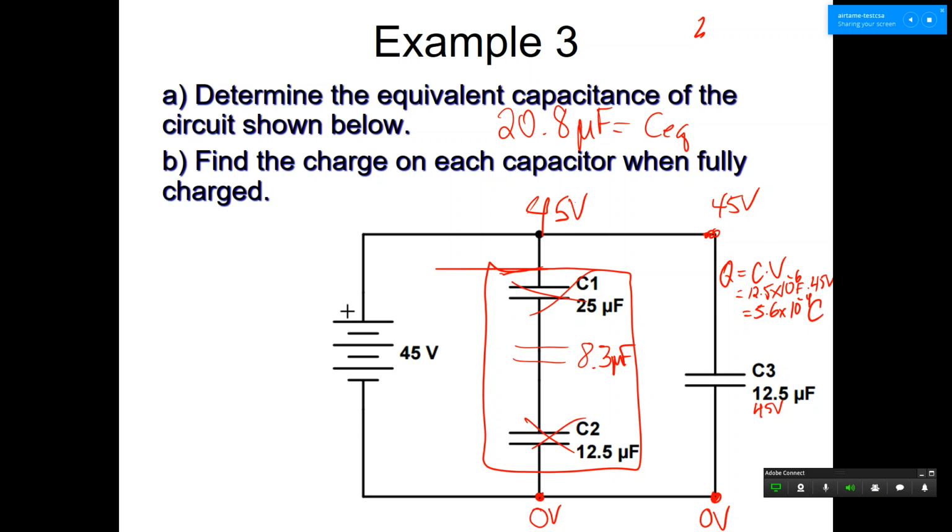Then I can do Q is equal to C times V. That's 8.3 times 10 to the minus 6 times 45 volts. And that's going to be how much?